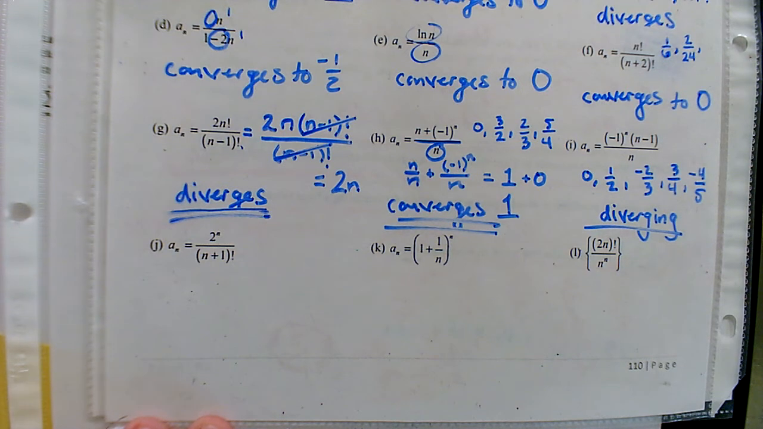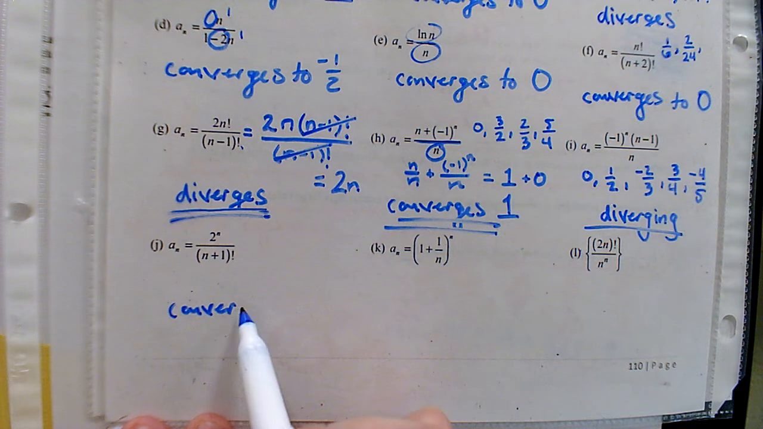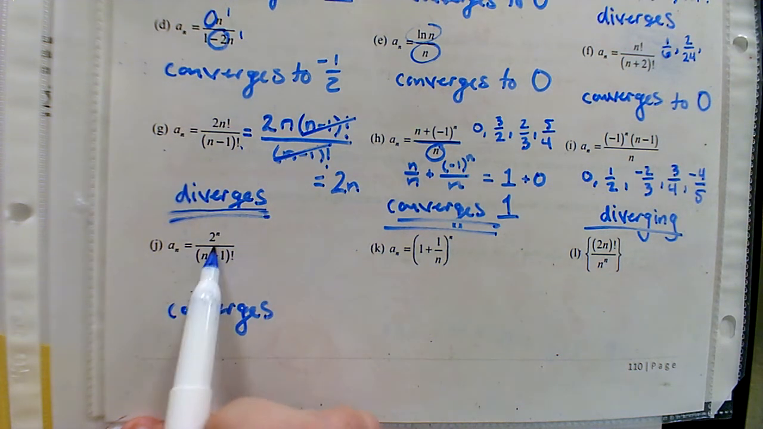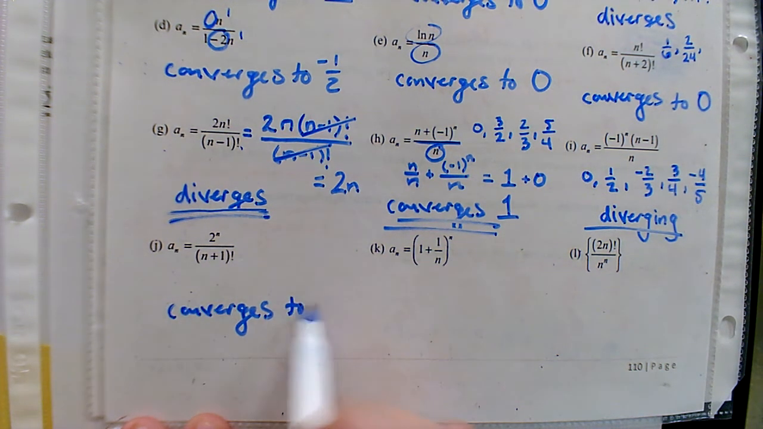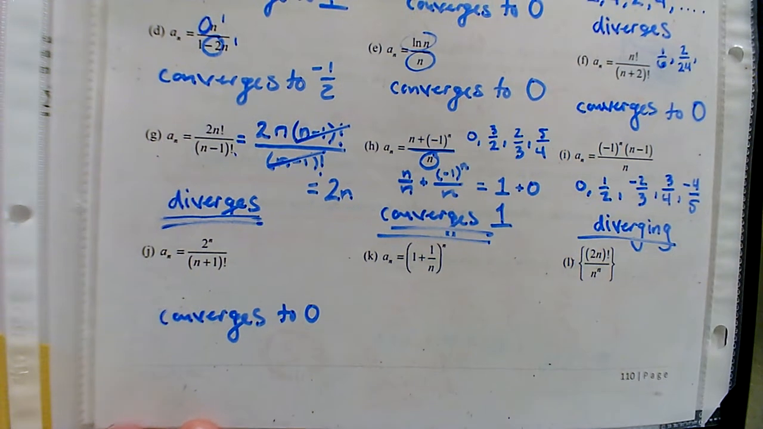All right, what about J? It's a fraction, so maybe we can do growth rates. Or if you want to list out some terms, you can try that. Yeah? That one converges to 0. Yep, we have a factorial on the bottom, which grows faster than the exponential up top. So it converges to 0.